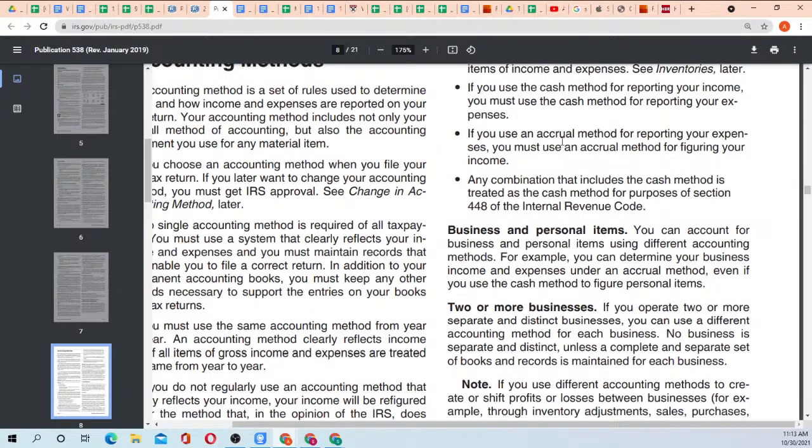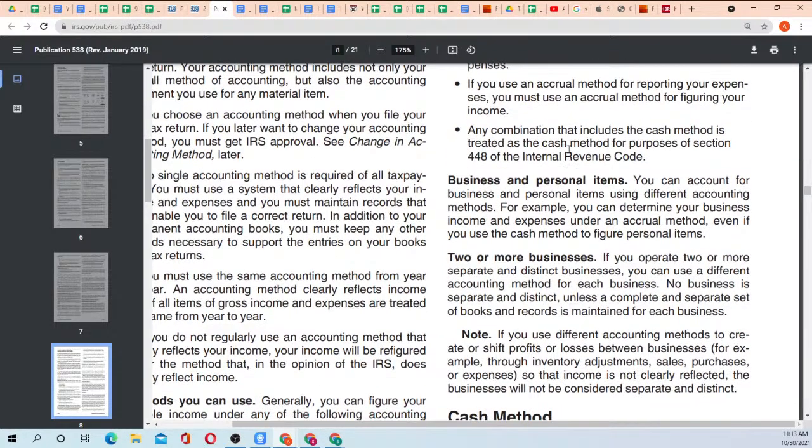And same with accrual. If you use accrual for the revenues, you must use accrual for the expenses. And if you use a cash method, this must be a cash method.